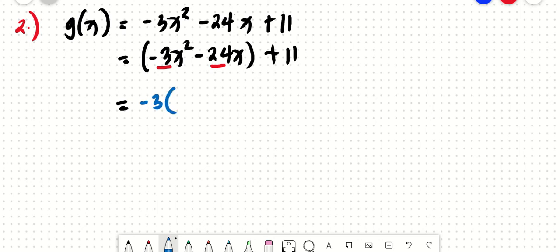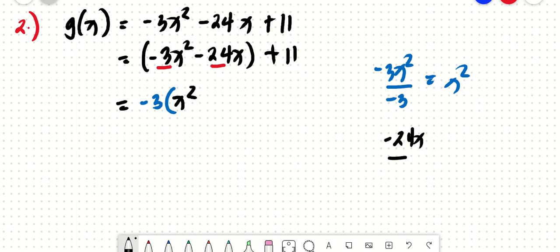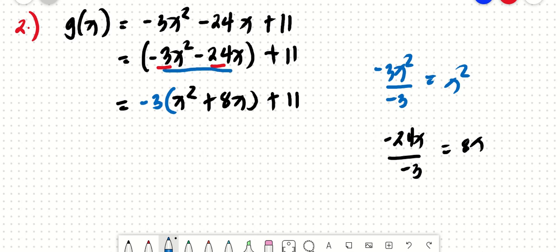Okay? So, divide lang natin, class. Negative 3x squared divided by negative 3. Result is positive x squared. So, lagay natin dito sa loob, positive x squared. Next, negative 24x divided by negative 3. Result is positive 8x. So, lagay natin dito, positive 8x. Okay? Plus 11. Okay? Can you follow? Again, pinactor out lang po natin yung nasa loob ng parenthesis. Kaya po naging negative 3 times the quantity of x squared plus 8x plus 11.